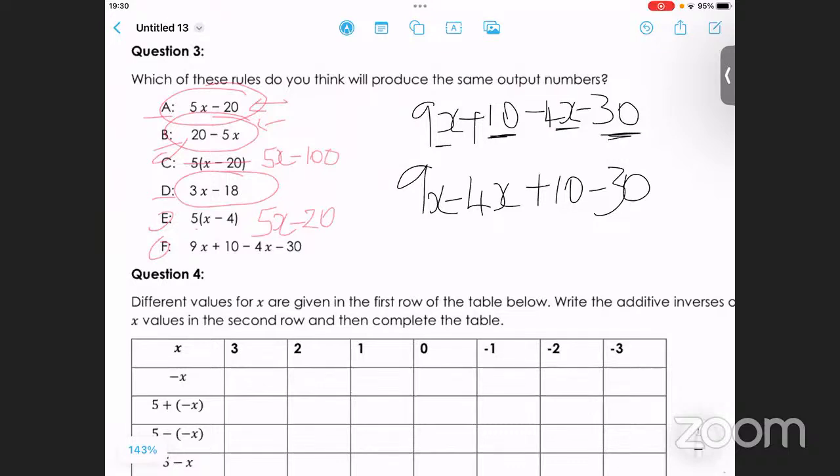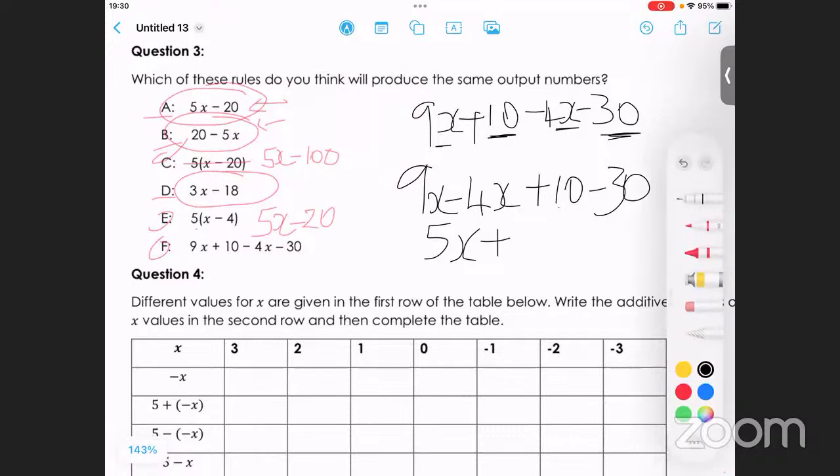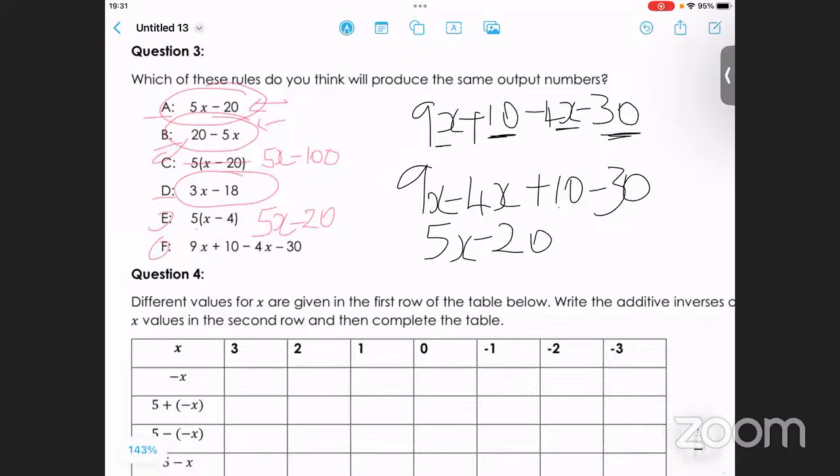Then you say 9 minus 4. So 9 minus 4 is 5, but not just 5, 5x. We're going to have 5x, and then plus, what is 10 minus 30? Minus 20, perfect. So we have 5x minus 20. And that means for F, we are having 5x minus 20.